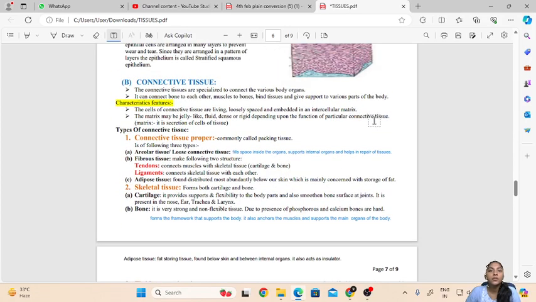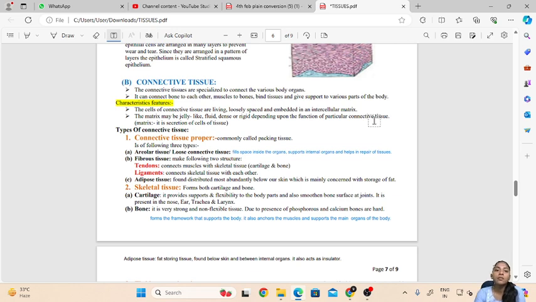So the function of connective tissue is to connect the various body parts or the organs in an animal. Now the connective tissues are specialized to connect the various body parts. It can connect bones to each other, muscles to bones, then bind tissues and give support to various parts of the body. The characteristic features of connective tissue cells are that they are living, they are loosely spaced and they are suspended in an intercellular matrix. Now this matrix can be jelly-like, fluid, dense or rigid based on the function of the particular connective tissue.